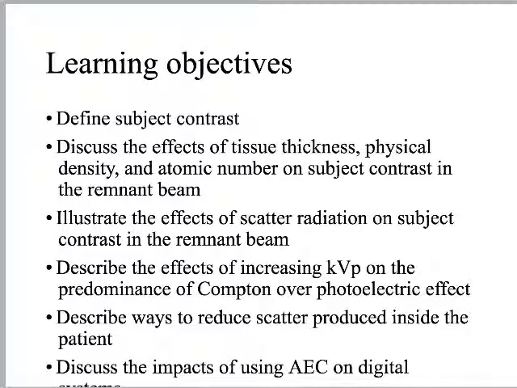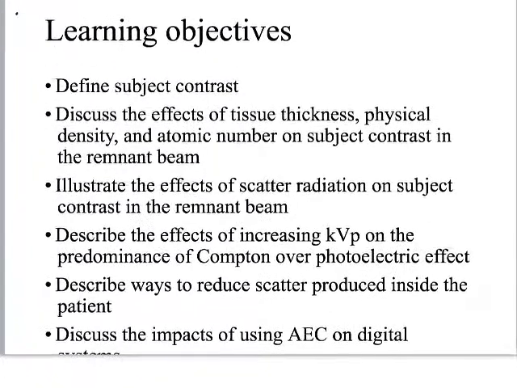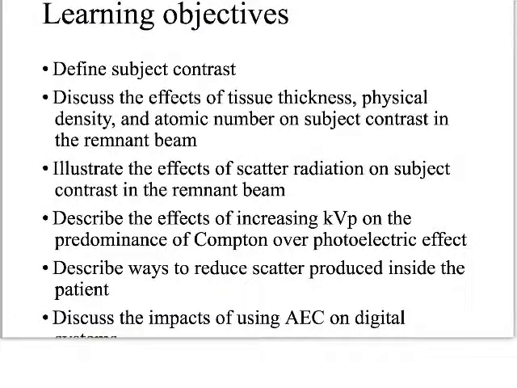Here are the learning objectives that I've identified. We're going to go back over what is subject contrast. And you're probably sick of hearing about subject contrast at this point, but without subject contrast, we wouldn't have a picture. And so understanding the things that result in a good or diagnostic subject contrast is very helpful. So we'll look at each level of that. We're going to talk about the effects of three different things on subject contrast: tissue thickness, physical density, as well as atomic number.